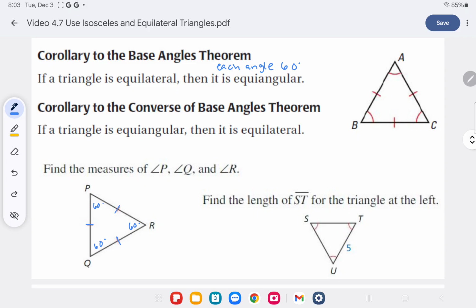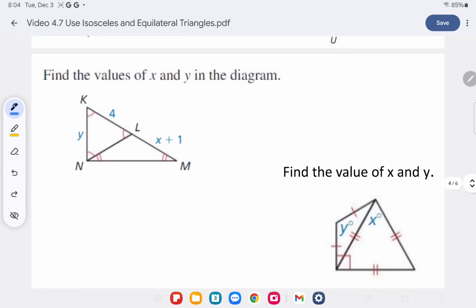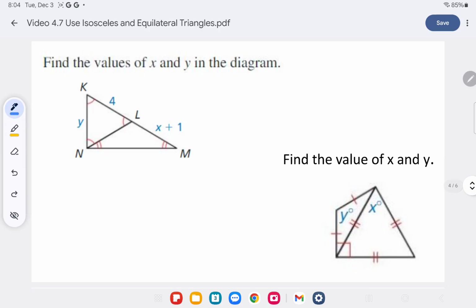And so in the second picture, we're practicing using the converse here. All of the angles are marked as congruent. And if all of the angles are marked as congruent, then all of the sides are congruent. So if TU is 5, so is SU, and so is ST. So let's practice that with some pictures.